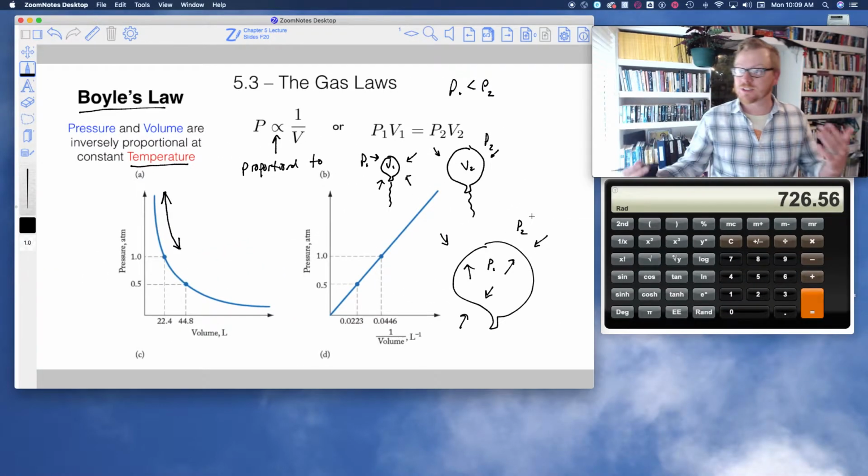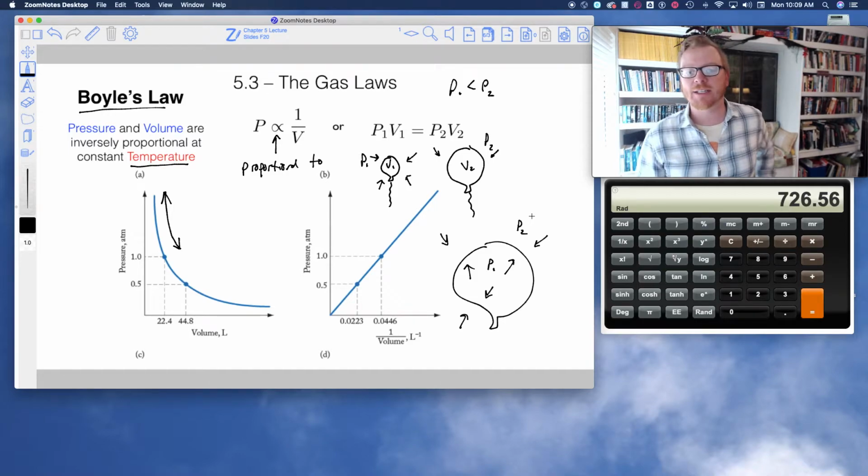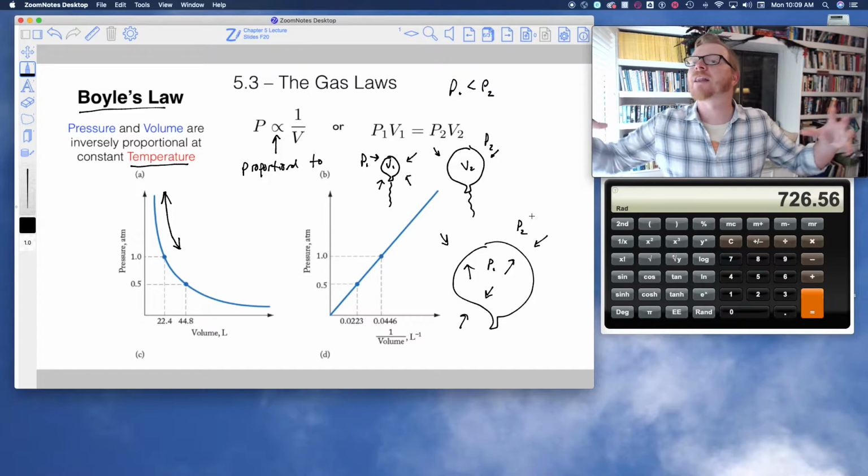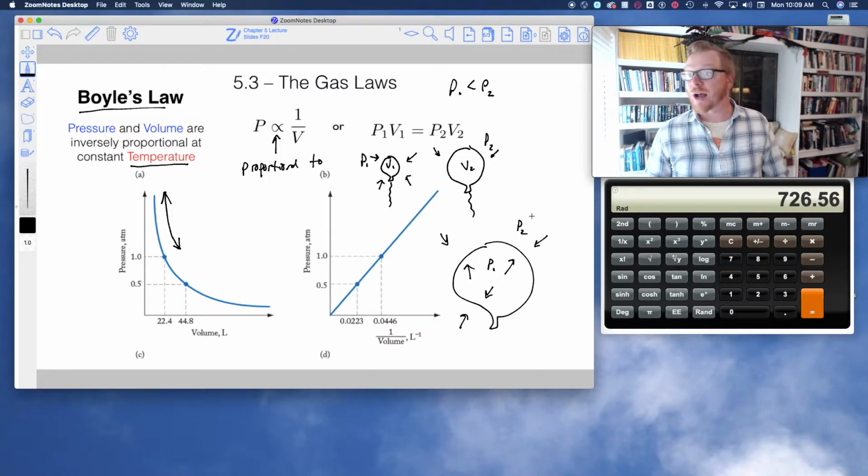This is related to Newton's second law. For every action, there's an equal and opposite reaction, okay? So this is why we see the balloon swelling or compressing depending on how the outside pressure changes, all right?